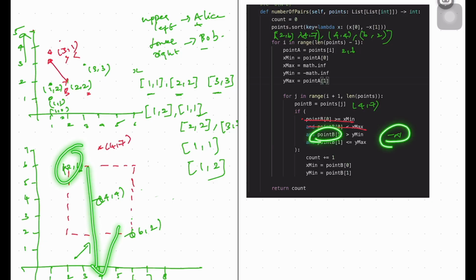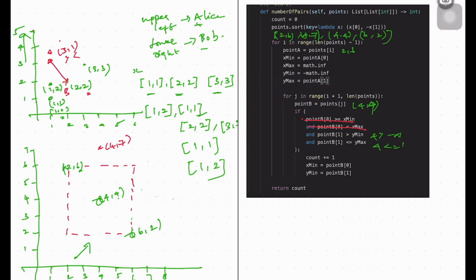So point b of 1 is 7. 7 is greater, sorry, now it is 4 comma 4, right? So here 4 is greater and 4 is lesser than or equals to 6, so it can lie here as well. Okay, so as both conditions are satisfied, now I am incrementing my count to 1.